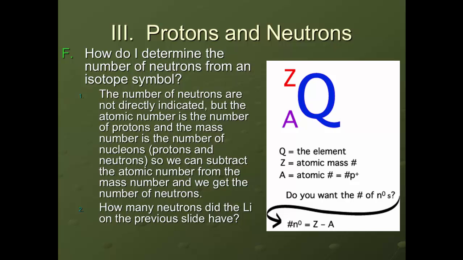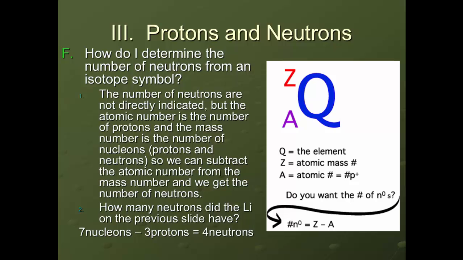So the Z is your atomic number. That's your number of protons. Really easy. If we want to know the number of neutrons, though, it isn't quite so straightforward. We have to take the mass number and we need to subtract out our atomic number. So if we want neutrons, we take A and we subtract Z. And the Q right here just represents whatever the element symbol is. So you could plug in your element symbol there.